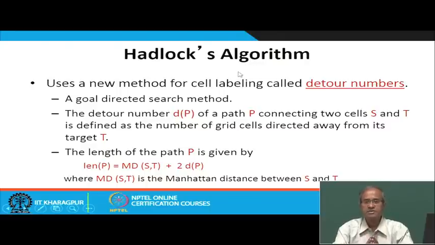This method, let me tell you first, is similar to Lee's algorithm in the sense that here also we are labeling some cells with numbers, but the way we are labeling, the way the wavefronts are progressing, is very different. In Lee's algorithm, just try to recall the basic mechanism: you propagate the numbering or the wavefront in all directions without any consideration as to which direction the target is actually located.